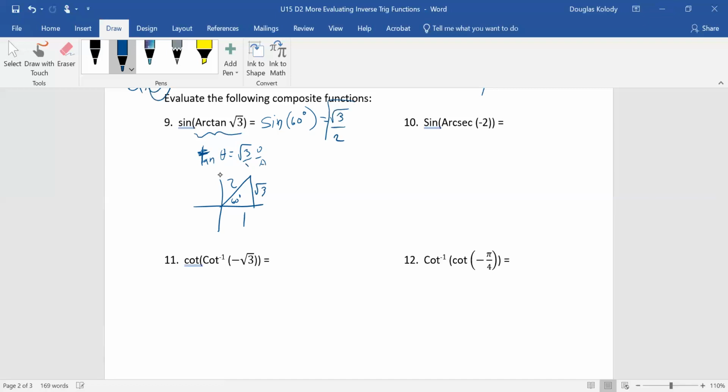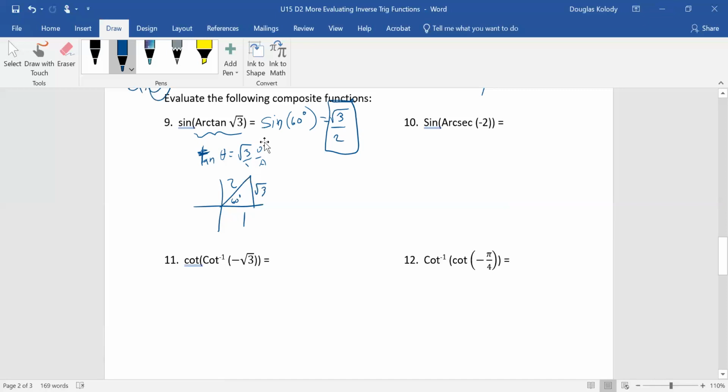Really wasn't so bad, was it? First, you get the angle on the inner function here, in this particular problem, not every problem, and then you find the outer function of that particular angle. All right, let's see if this second problem, number 10, is the same type of deal right here.